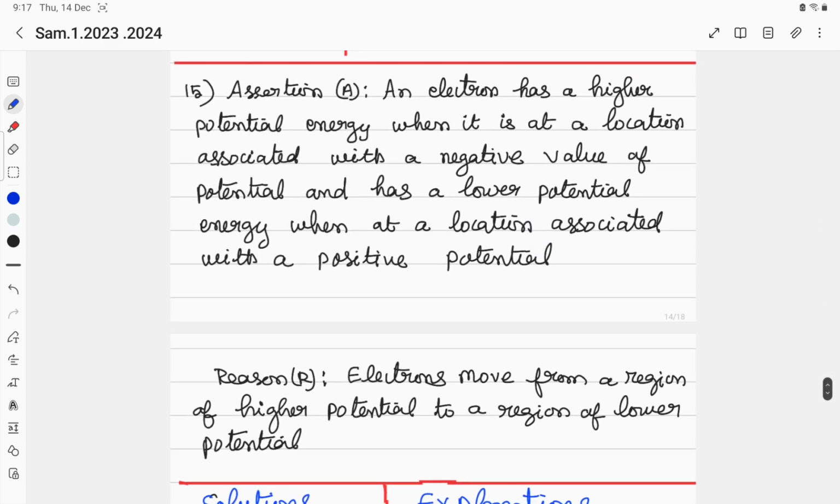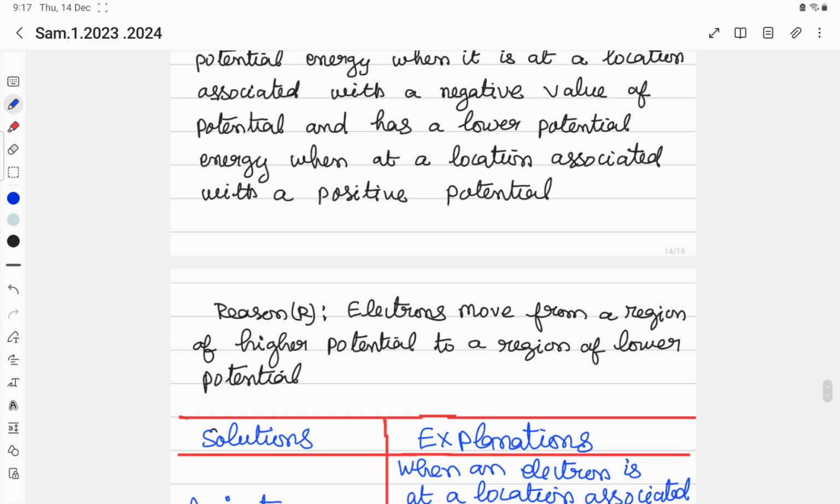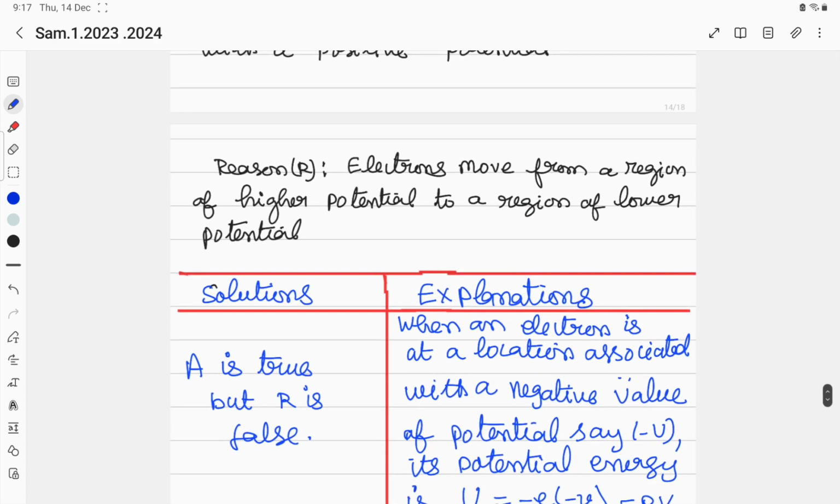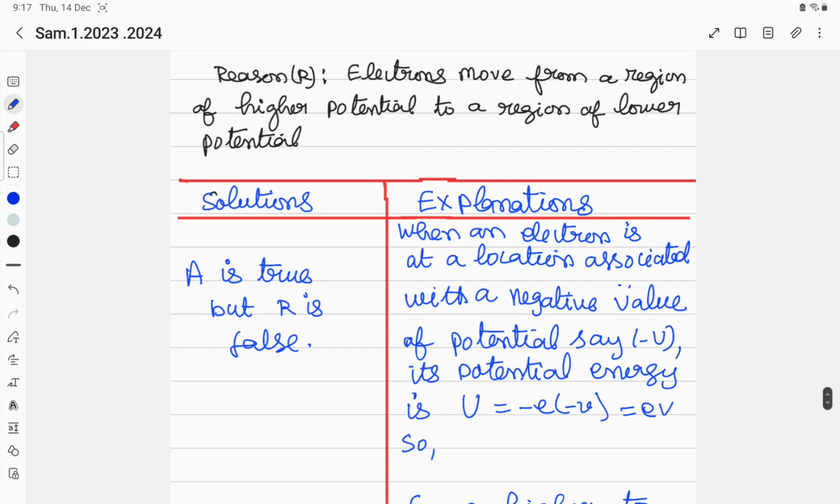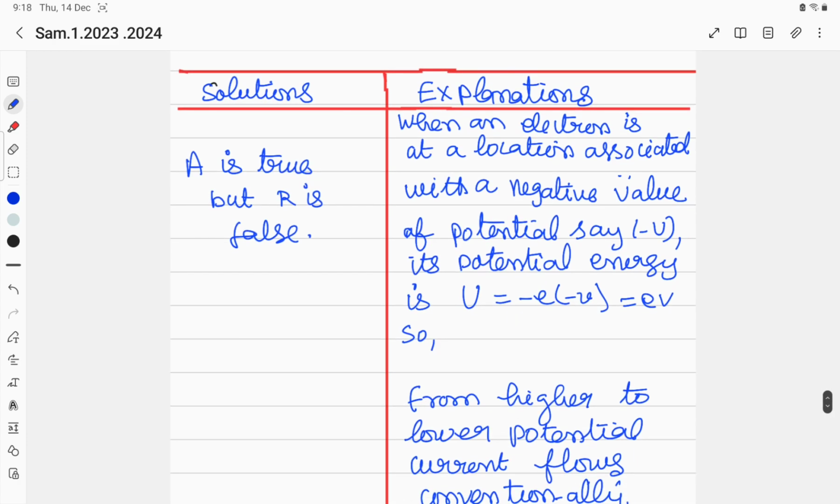15th question. Assertion A. An electron has a higher potential energy when it is at a location associated with a negative value of potential and has a lower potential energy when at a location associated with a positive potential. Reason. Electrons move from a region of higher potential to a region of lower potential. Solution. A is true but R is false. That is, assertion is true but reason is false.